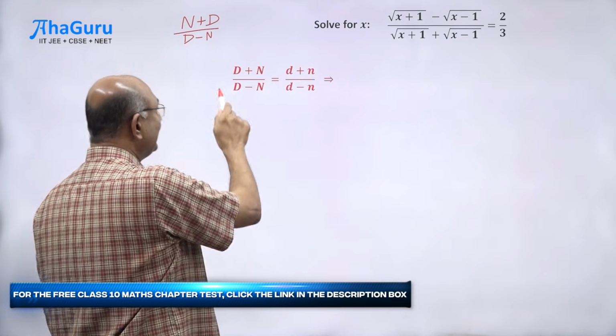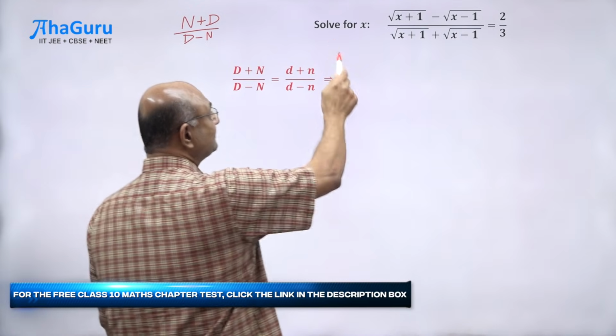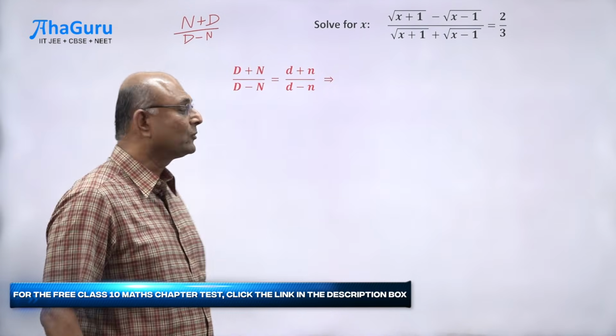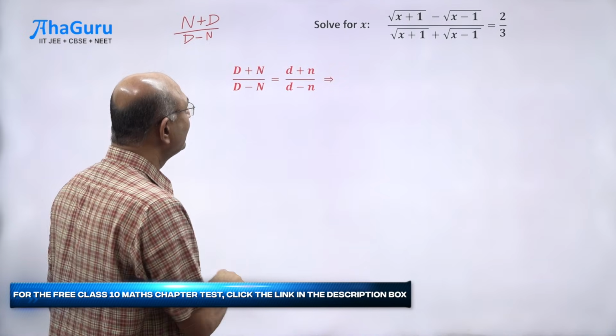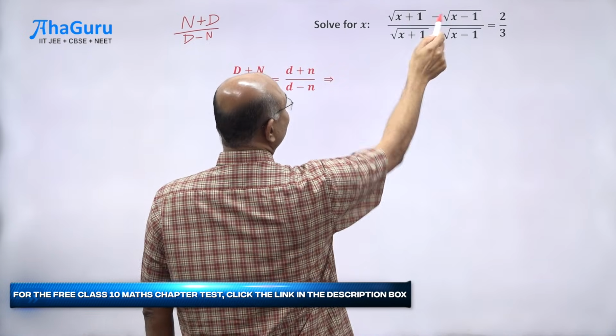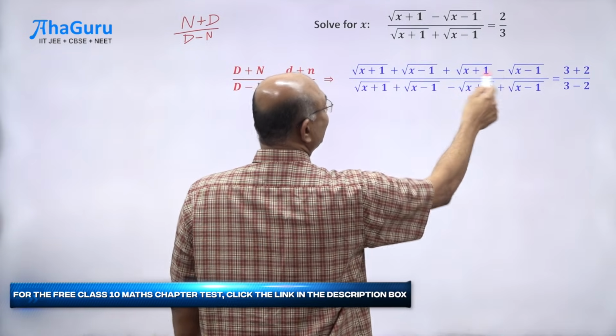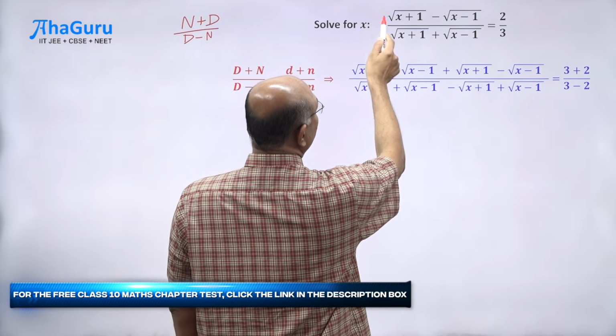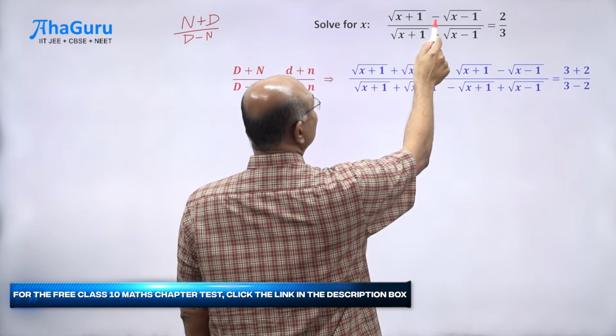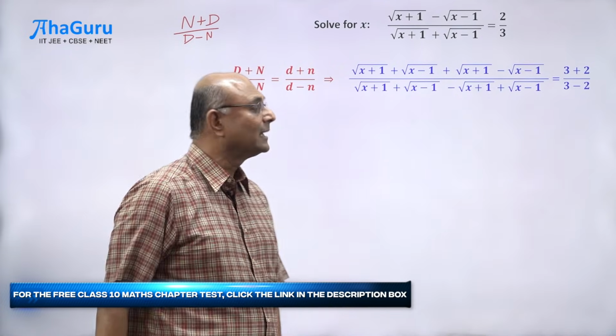So D plus N by D minus N. Whatever you do on the left side, you must also do on the right side. Why am I doing this on the left side? Because then the whole thing will simplify. So let us see. Let me do D plus N. So this plus this, D plus N by D minus N. So when I do minus of this, what will I get? Minus of root of x plus 1, minus of minus will become plus root of x minus 1.